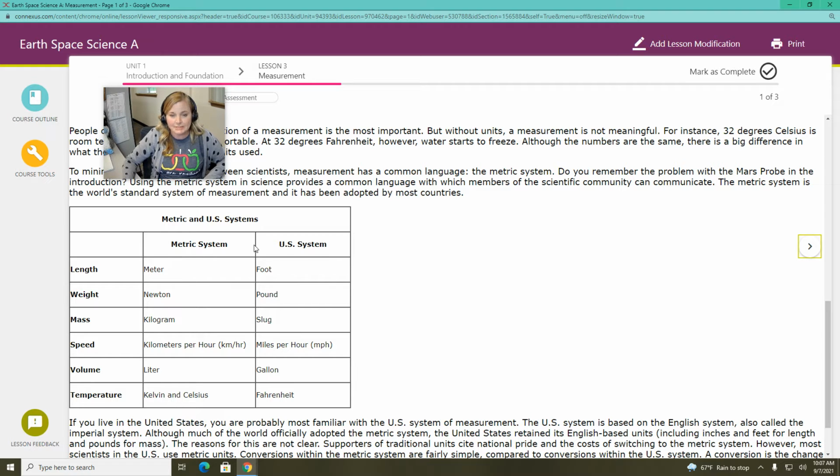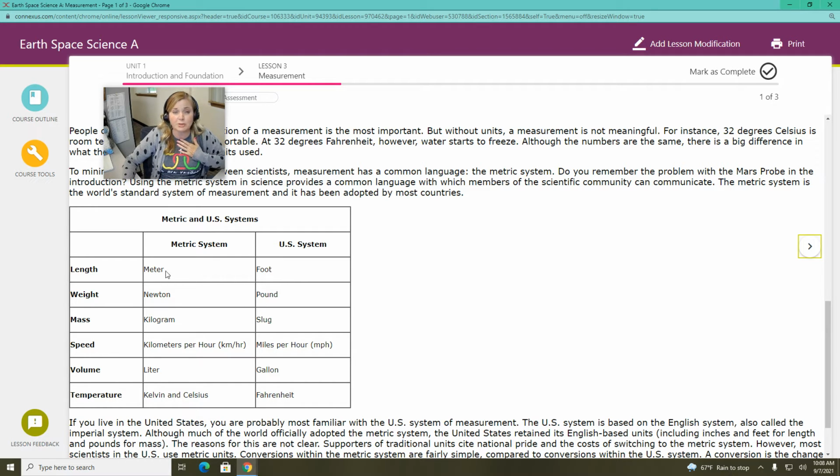So we use the metric system and the US system, which is also known as, or used to be known as, the imperial or English system of measure. It's called the US system because the US is one of the only developed nations that actually still uses this system of measurement. In the US, we measure length in feet and inches, right? So I am 5'9" tall. I'm very tall. That is the measurement of length in the US system.